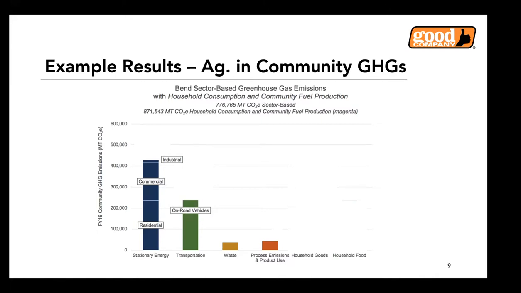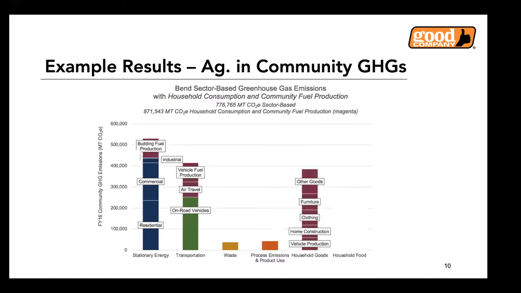So let's start bringing in those scope three emissions now. What these are, are emissions produced outside the community to produce the materials imported into the community for final consumption. So we have goods here, household goods of various types, right? Home construction, clothing, furniture, and we've added in upstream production for vehicle fuels and building fuels. And then I want to add in your industry, household food and beverage.